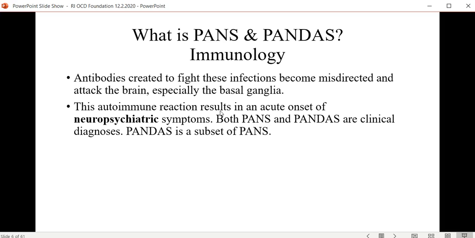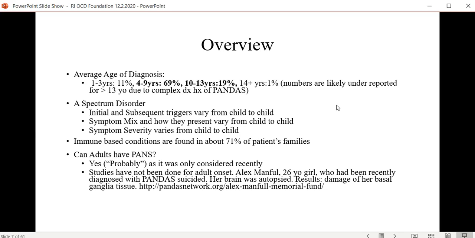And it's an autoimmune reaction that is an acute onset. And acute is an important word to consider in this case. The average age of patients is 4 to 9 years of age. You can see quite a bit occur during this. There are cases older than this.